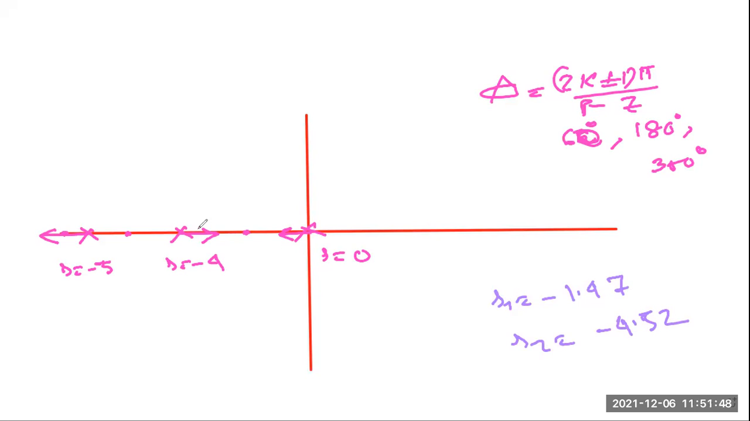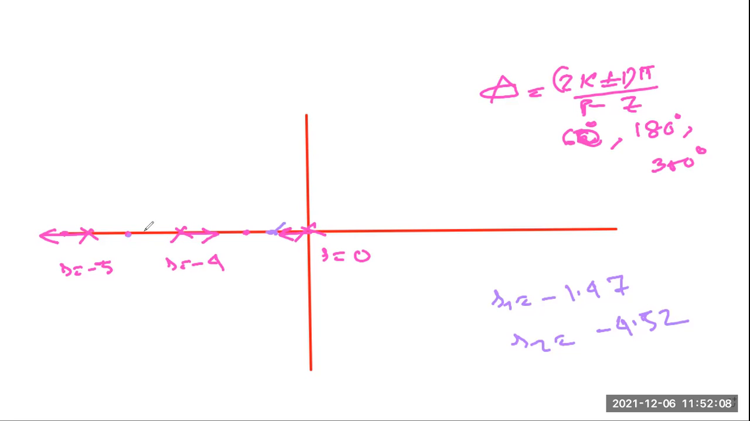You take any point here. So this point will lie at -1.47, maybe here. For example, this point will be here. And -4.52 may be here, but as the root locus is not present here, there is no possibility of the breakaway point.